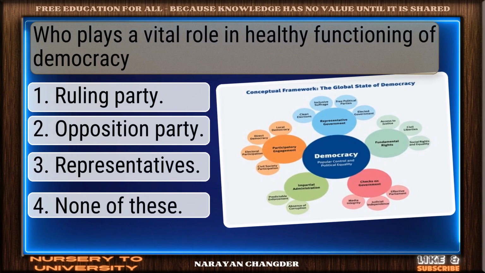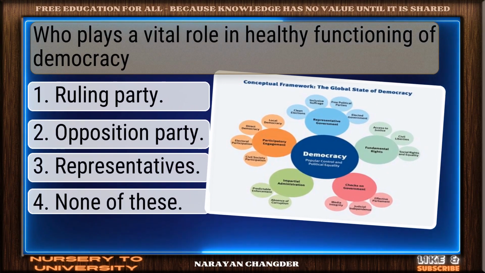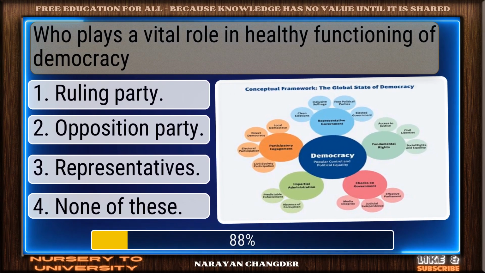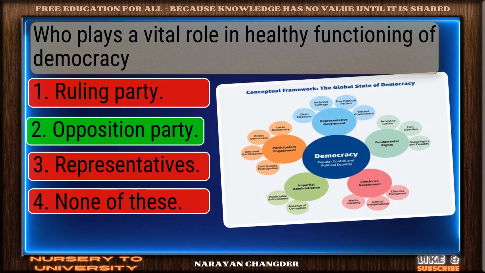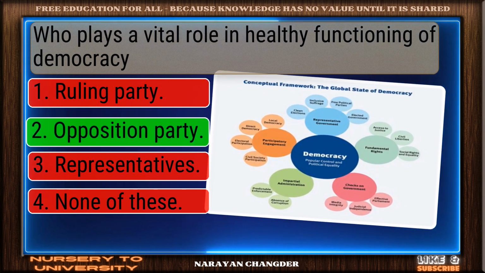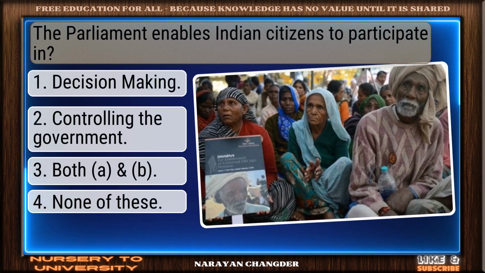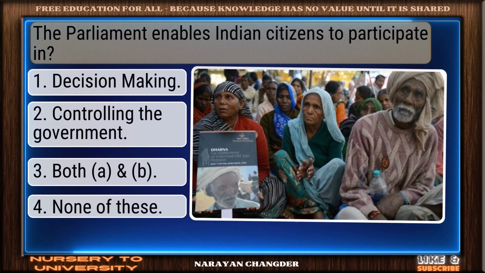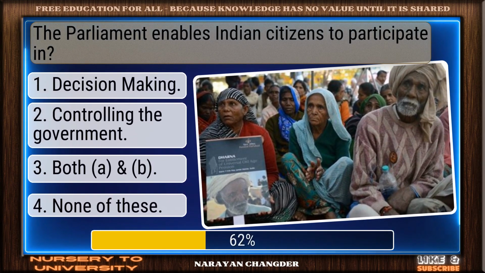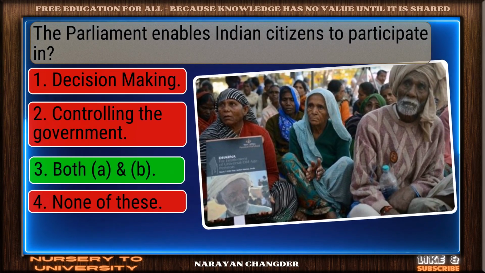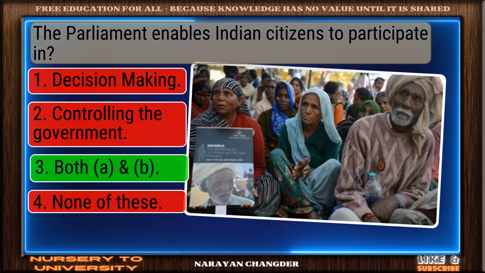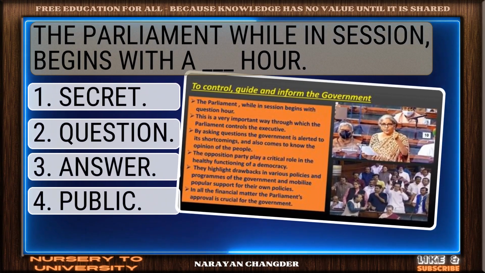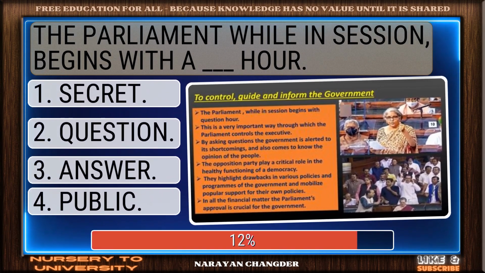Question number 90. Who plays a vital role in healthy functioning of democracy? Nice selection. Opposition party is the correct and valid answer. Question number 91. The Parliament enables Indian citizens to participate in. Sharp thinking. Both N is the right choice. Question number 92. The Parliament, while in session, begins with a dash hour.